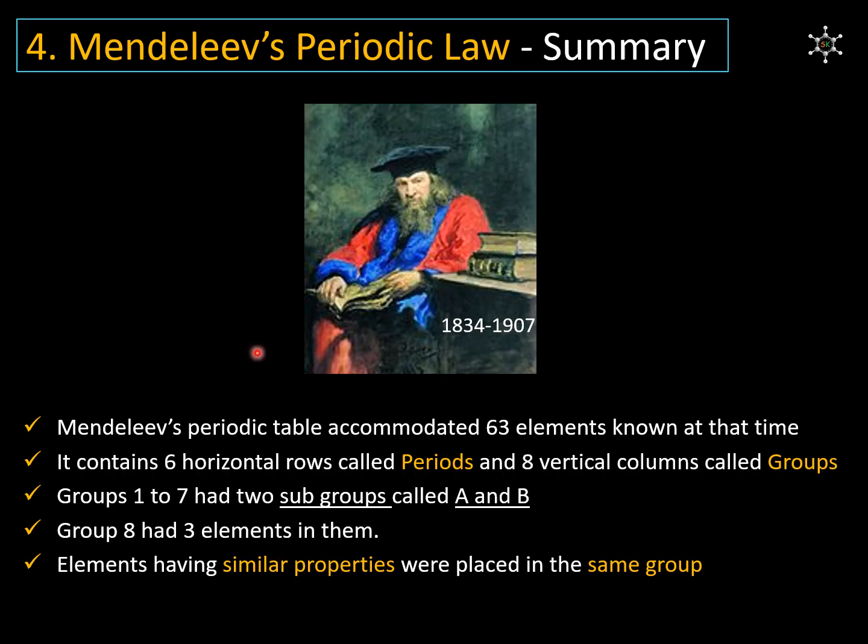Summary of Mendeleev's work. Mendeleev's periodic table accommodated 63 elements known at that time. It contains 6 horizontal rows called as periods and 8 vertical columns called as groups. Group 1 to 7 had 2 subgroups called as A and B. Group 8 had 3 elements in them. Elements having similar properties were placed in the same group.